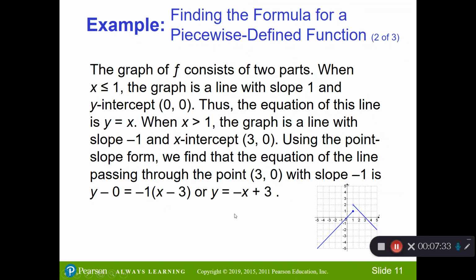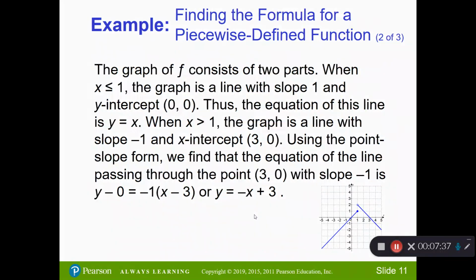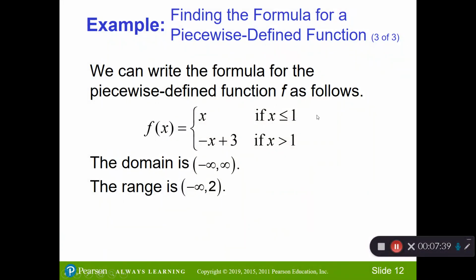So our equation then, and here you can pause and read this if you'd like, it gives more detail, is x when x is less than or equal to 1, or negative x plus 3 when x is bigger than 1. That's exactly what we drew.